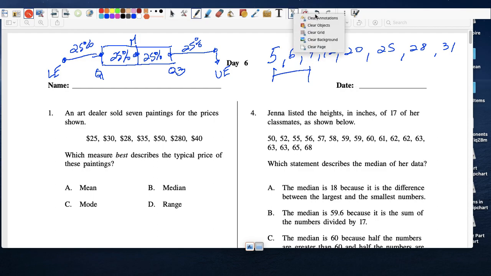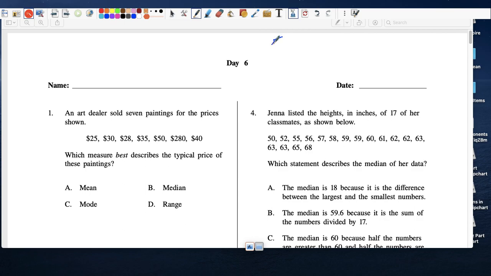Well, you know what? Since I'm taking the time to do it, I might as well do it. Let's pick 5, 6, 8, 10, 15, 20, 30, 40.